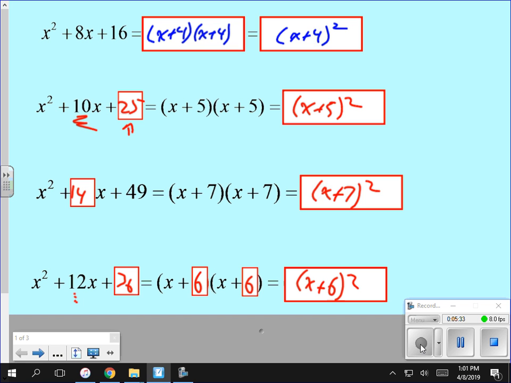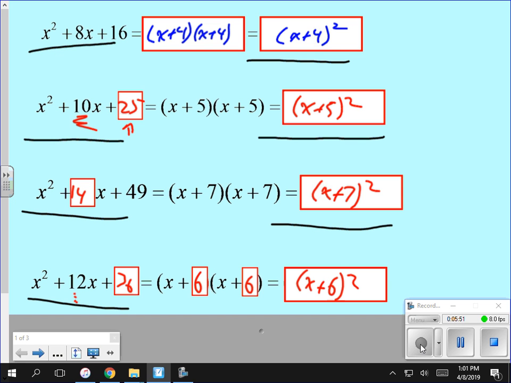Questions so far? This first page is strictly to show you the relationship between this and this, between this one and this one, and this one and that one. They are the same thing. And we're going from this, creating this one here, to writing it as a square. That's going to be a step in what we're going to be doing today.